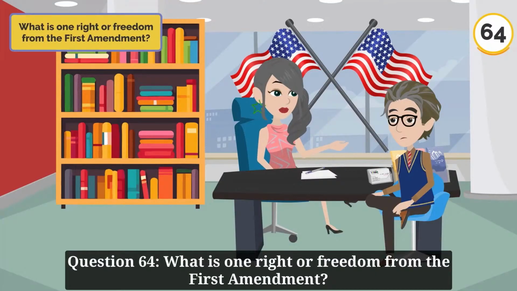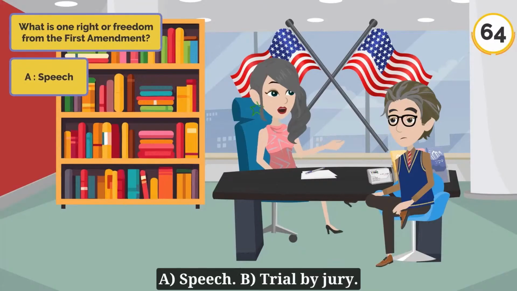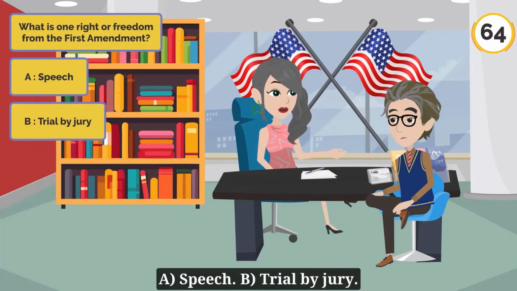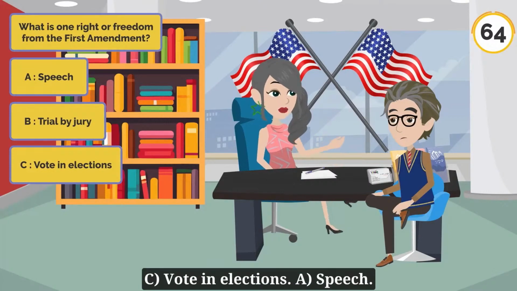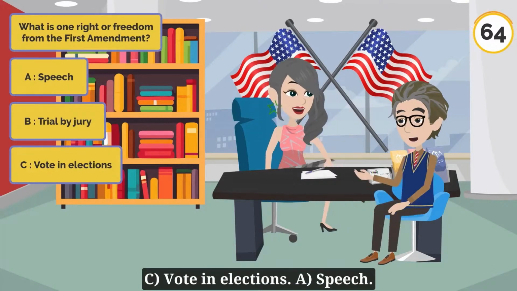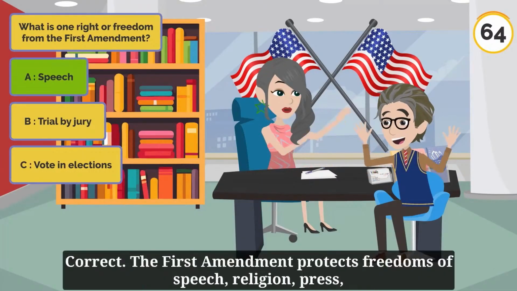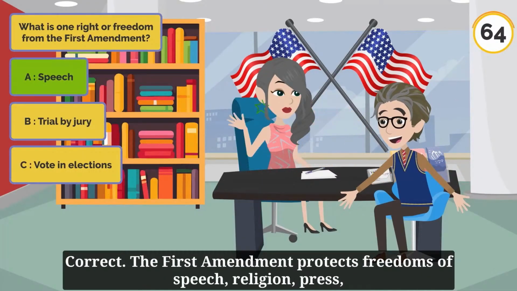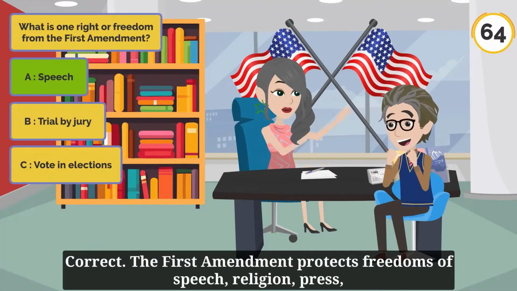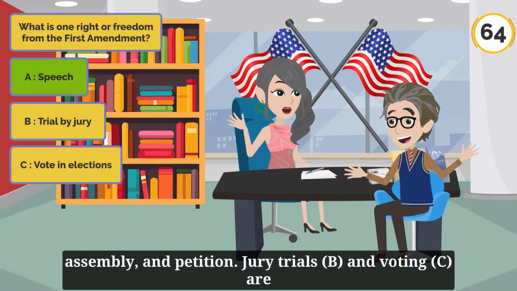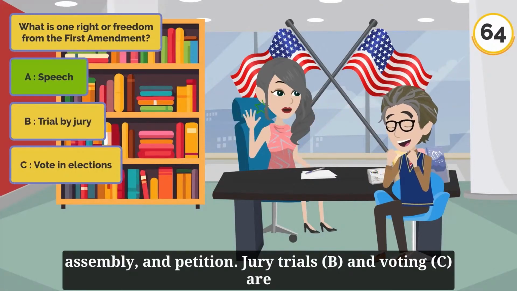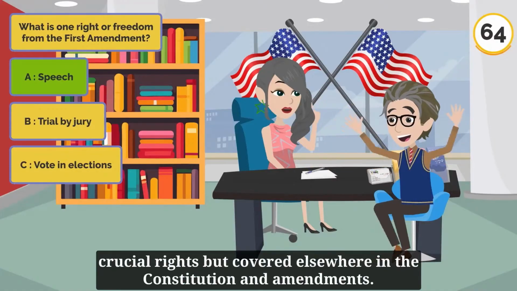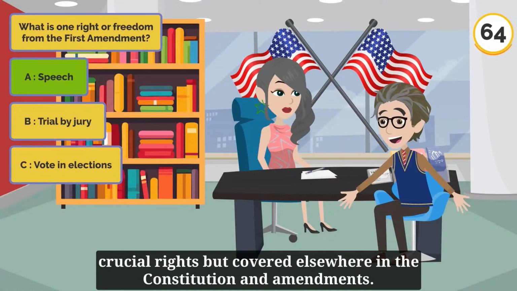Question 64. What is one right or freedom from the First Amendment? A. Speech. B. Trial by jury. C. Vote in elections. I'll go with A. Speech. Correct. The First Amendment protects freedoms of speech, religion, press, assembly, and petition. Jury trials, B, and voting, C, are crucial rights but covered elsewhere in the Constitution and amendments.